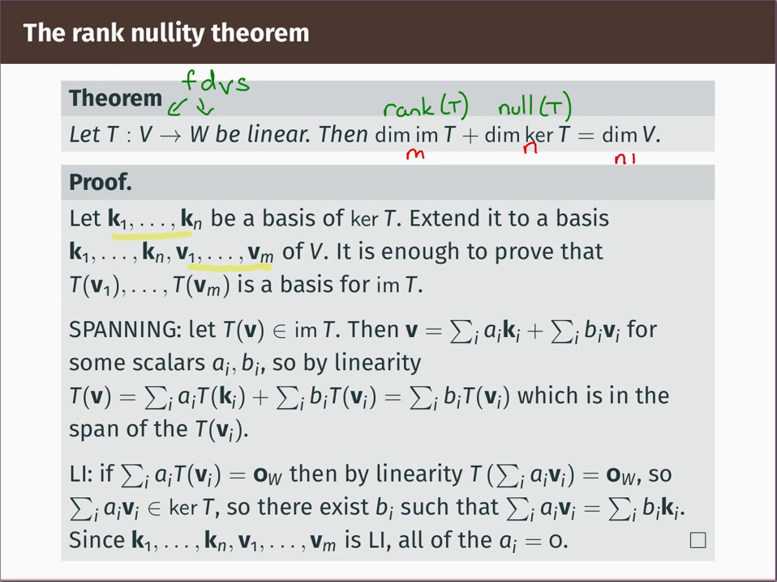So this will be n plus m. If we were able to prove this result, then the dimensions would be correct for the statement of the rank nullity theorem to be true. So that's all we have to do.